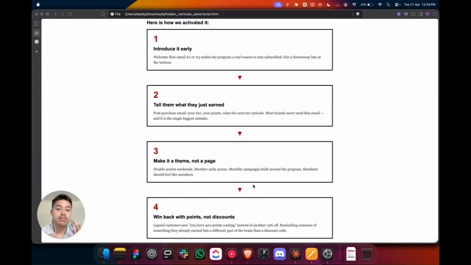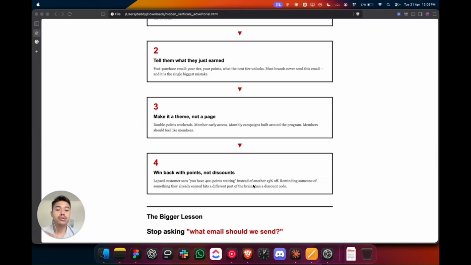So number 3, make it a theme, not a piece. Double points weekend, member-themed access, monthly campaigns built around the program. Members should feel like members. These members in particular are very valuable to the brand, because we've practically gamified the process of buying into our brand, right? Whenever they make a purchase, they get into this tier system that makes them want to buy more and more, to spend more and more with our brand, and that shows how important returning customers can be for an e-commerce brand, right?